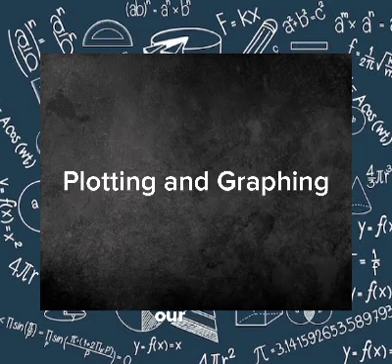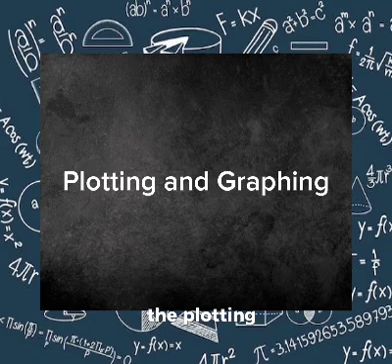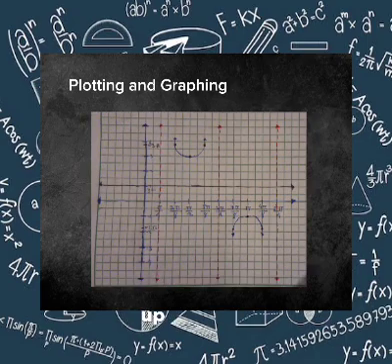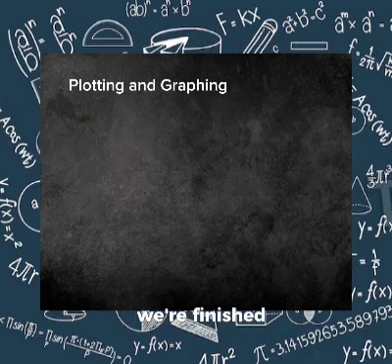Now that we have gotten our points, let's go to the plotting. The asymptotes are represented with broken lines. Now, we connect the curve up and down points. And now we're finished. That's all of it.